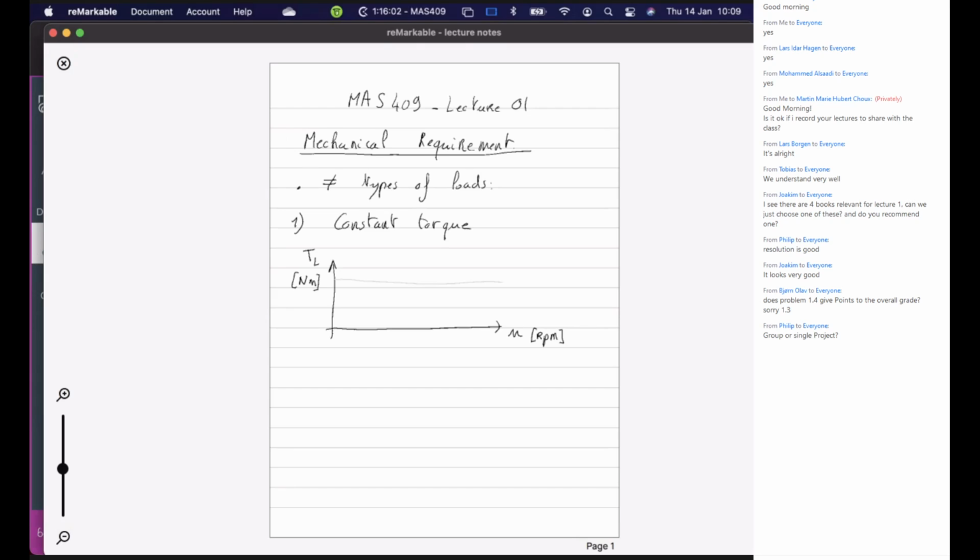Now, if we look at the other one, which is a constant power, then n times T is constant. So if we increase n, T will be inversely proportional to n. So it's a curve which looks like this.